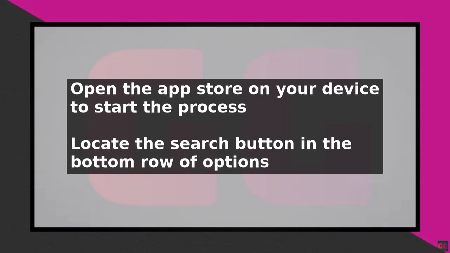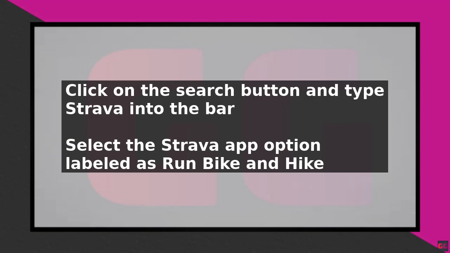To download and install the Strava app on your device, start by opening the App Store, which may be labeled differently depending on your device. Once you're in the App Store, locate the search button, typically found in the bottom row alongside options like Today, Games, Apps, and Arcade. Click on the search button. Then type Strava into the search bar.